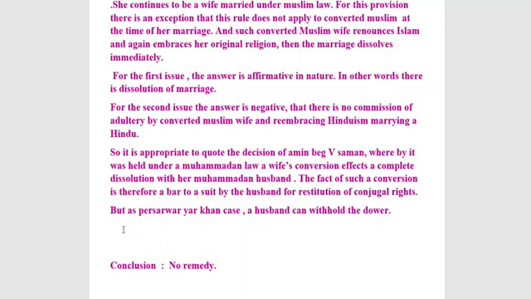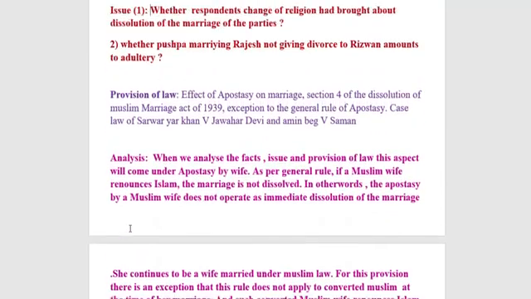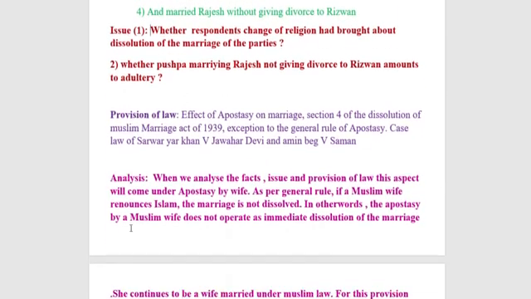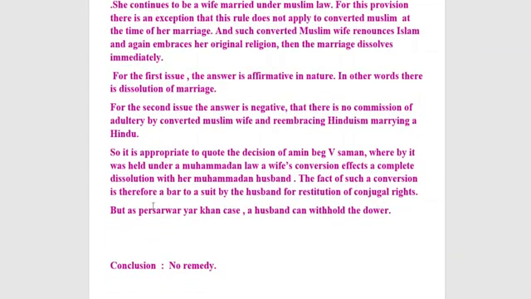But with regard to the aspect of dower, what was the stand here? For a Muslim woman, the marriage will not get automatically dissolved. But with regard to the converted Muslim, there will be immediate dissolution of marriage, and the husband is prevented from even filing a petition for restitution of conjugal rights before the court of law. But what about the dower? Suppose the dower is pending, what about the dower?